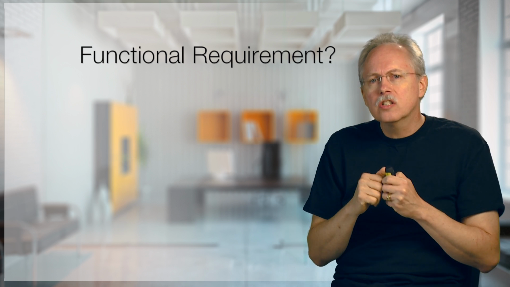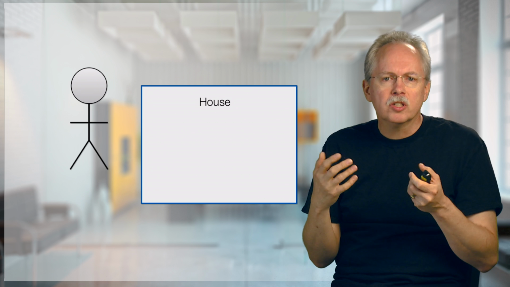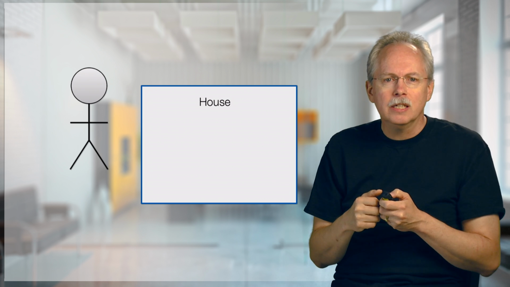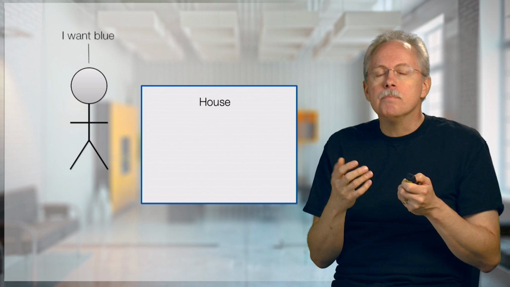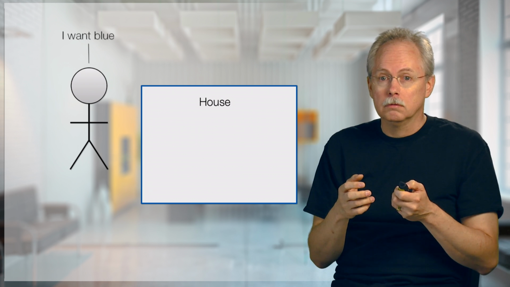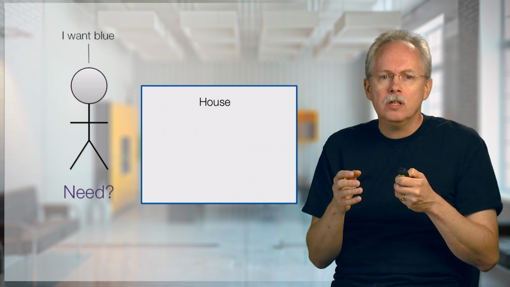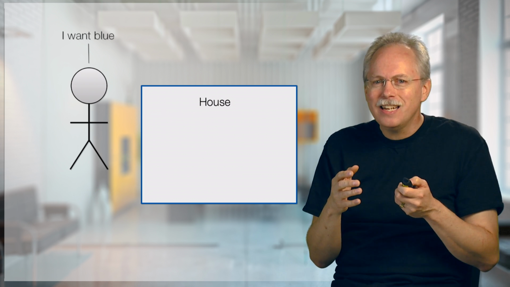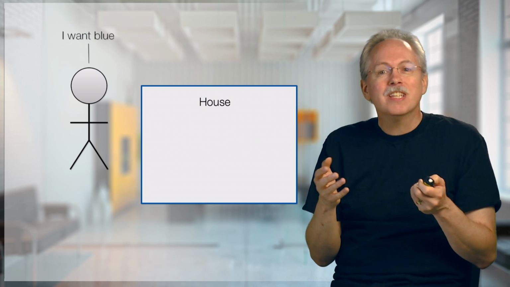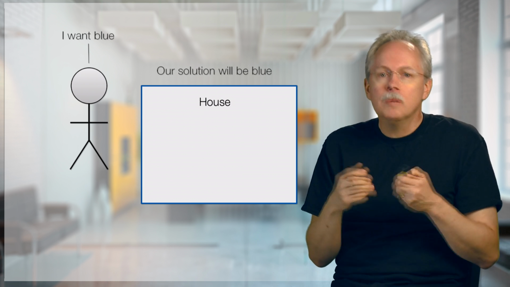So what is this functional requirement thing? Well, let's go back to our little problem here. And so we have our person and we have the thing that we're building. And so they come up with a statement like, I want blue. We go, oh, okay. Then we'll make a decision, I guess, that imposes on our implementation. But is this really a need? Well, it sounds like a need, but maybe it's just a preference or what they like. But we'll write this down and we'll say, okay, our solution will be blue.